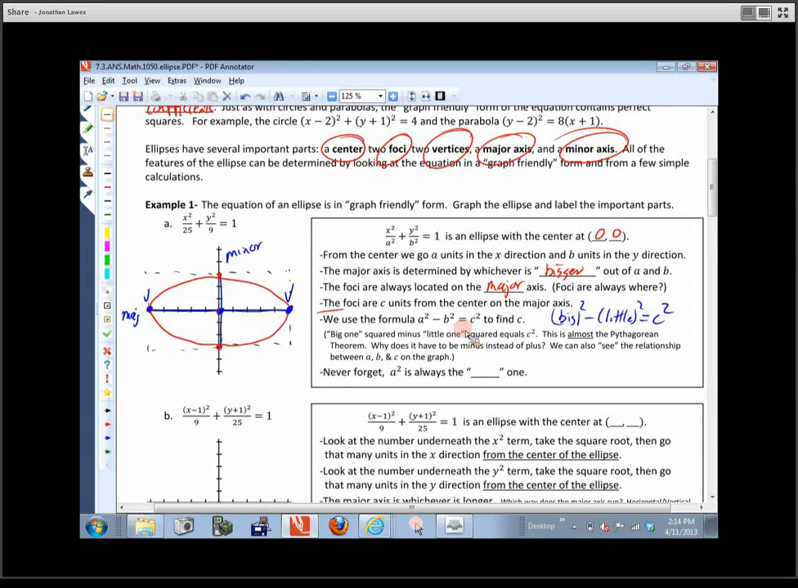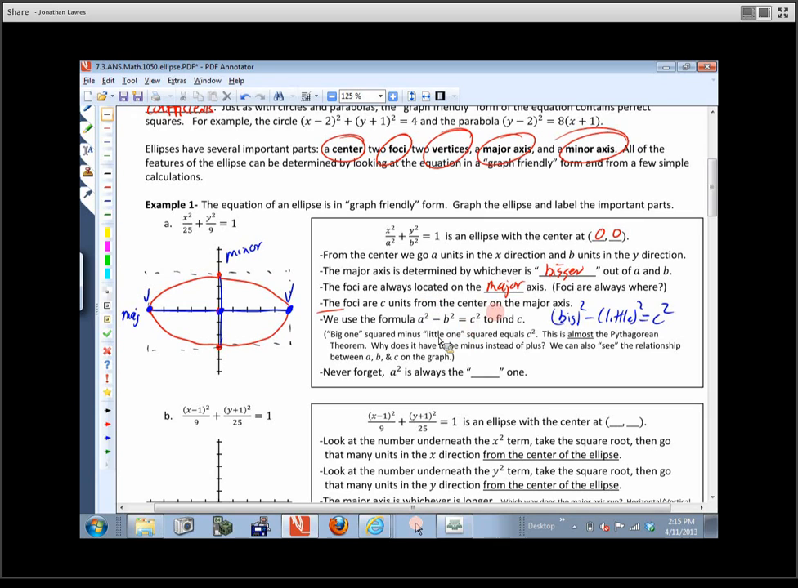Yeah? Why is A squared always the big one? Because it's the major axis. I don't really care whether you call it A or B. I just want you to do the big one squared minus little one squared. Okay? You can get hung up on a detail like that, and I wouldn't bother. It also screws you up when you start doing hyperbolas. So don't worry about which one's A or B. It doesn't really matter. Think of it as big one squared minus little one squared.